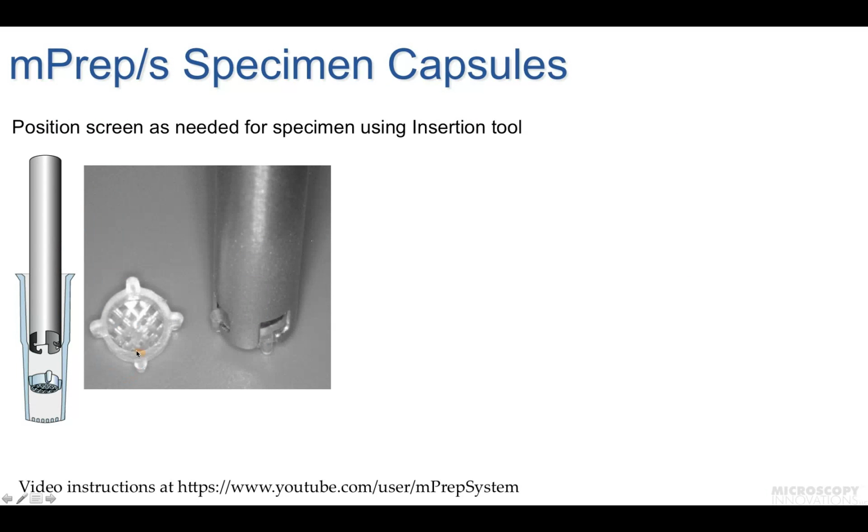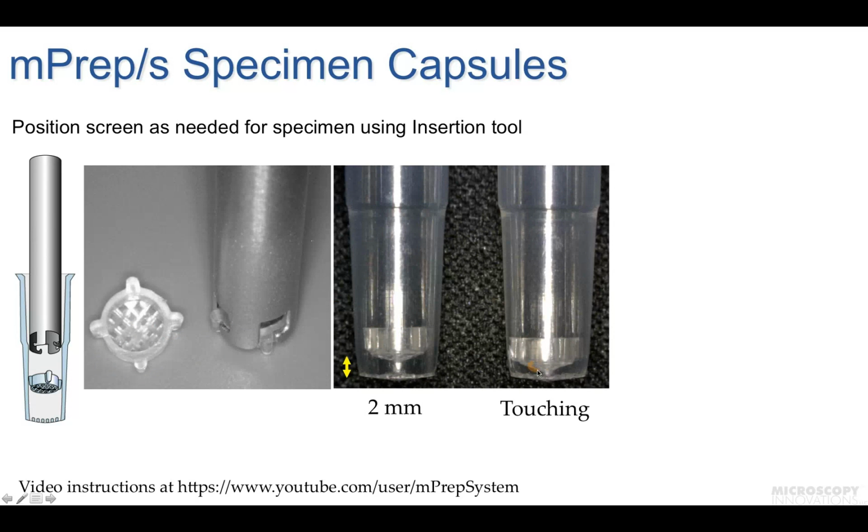This is the screen. Here's the tool that's used to put the screen in and out. And obviously here is the capsule. The screen has tabs, and there are fingers on the insertion tool that grip the tabs in a very simple manner, like a bayonet fitting, to allow the screen to be positioned within the capsule. The screen can be positioned all the way to the bottom of the capsule, in fact, even touching to entrap a very small sample at the bottom.